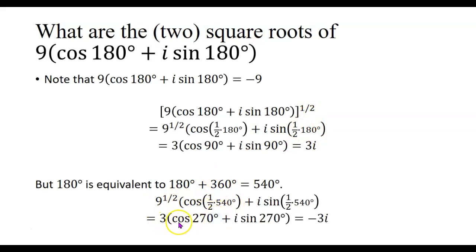We get 3 times cosine of 270 degrees plus i times sine of 270 degrees. The cosine of 270 is 0, and the sine of 270 degrees is -1, so we get 3 times 0 plus i times -1. That's -3i. So that gave us both of the square roots of -9.